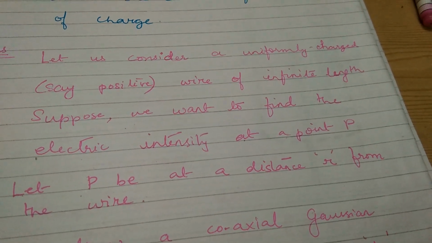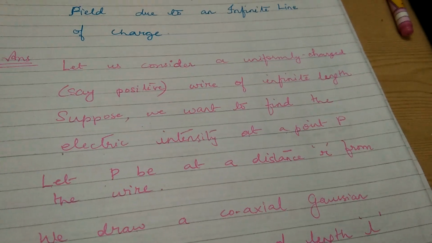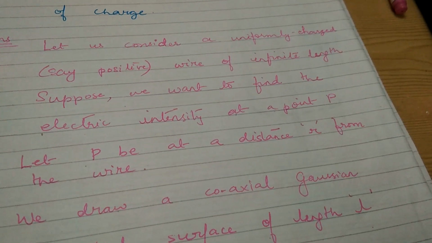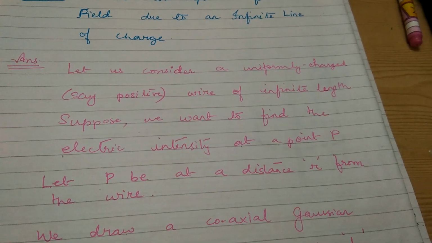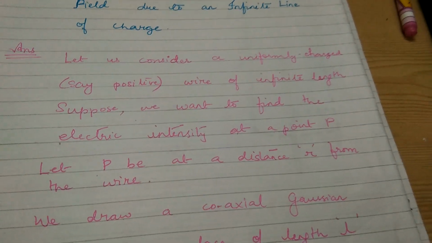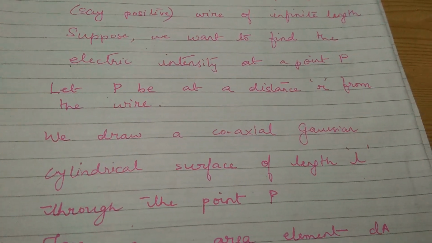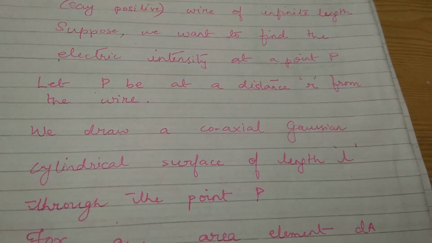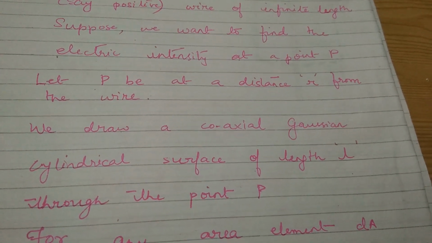Suppose we want to find the electric intensity at a point P. Let P be at a distance r from the wire. So we are considering an infinite wire and we want to find the electric intensity at a point P which is at a distance r. How to do it? For this we draw a coaxial, meaning having the common axis with the wire, Gaussian cylindrical surface.